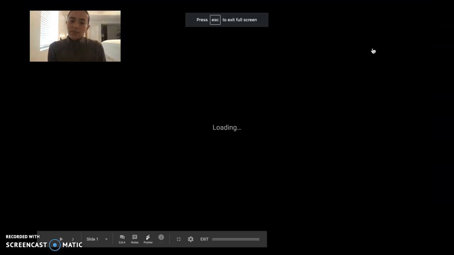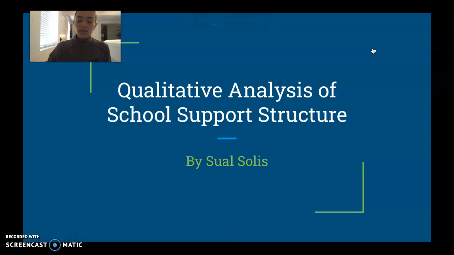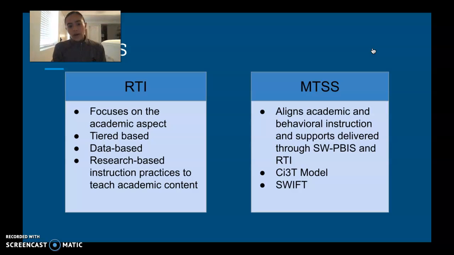I am going to do my presentation on qualitative analysis of school support structure, and I will be focusing on three different programs. The first program is RTI MTSS. Now, they both are very similar.